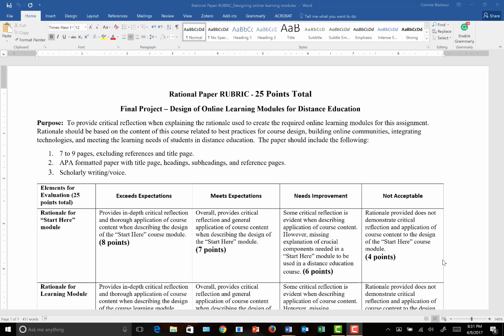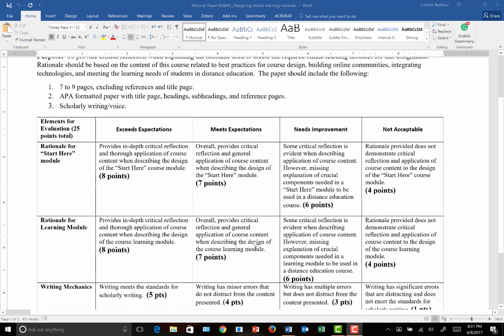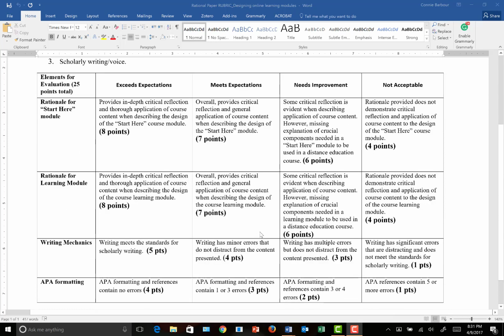So what I decided, this paper overall is worth 25 points. And instead of being able to do 5, 5, 5, I didn't have 5 criteria. I really only had 4. So I decided to distribute the points a little differently. Hopefully it makes sense here. But basically, the section of your paper that talks about the rationale is going to be worth 8 points. The section that talks about the learning module will be 8 points, and then writing mechanics 5 points, and your APA format 4 points.